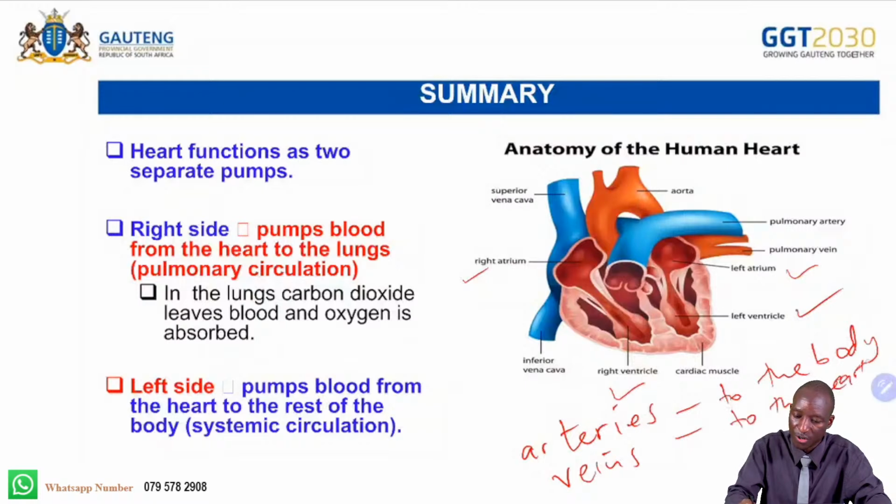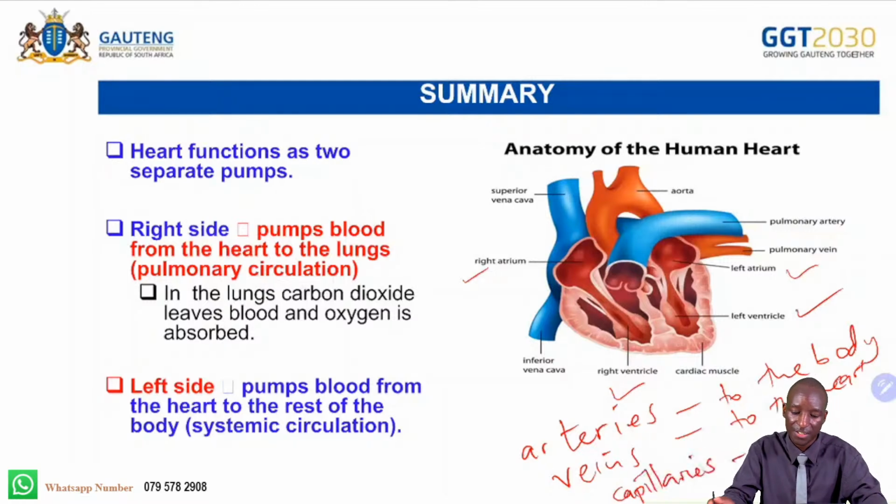So we spoke about these blood vessels. We said we've got 3 of them: the arteries, veins, and the capillaries. The capillaries are the ones which connect the veins to arteries.